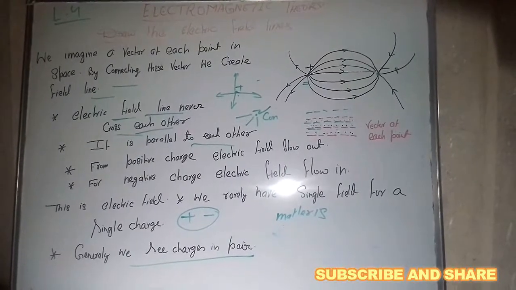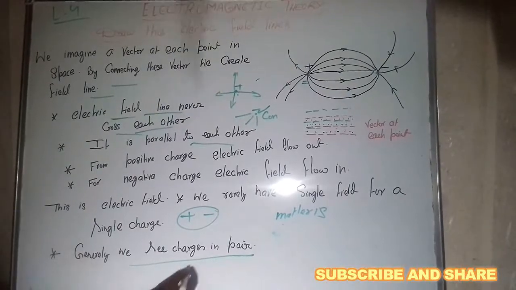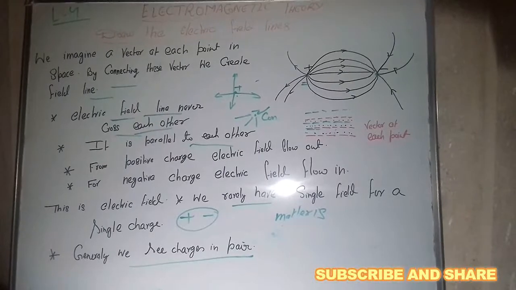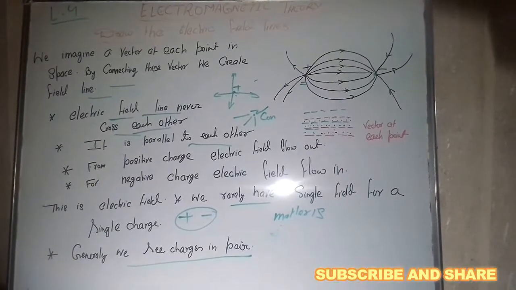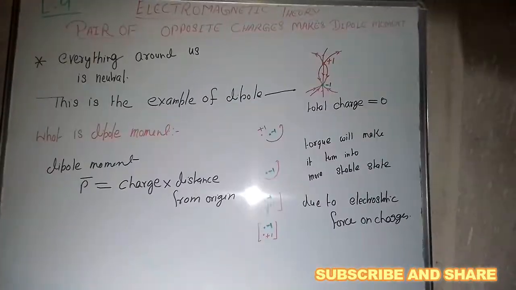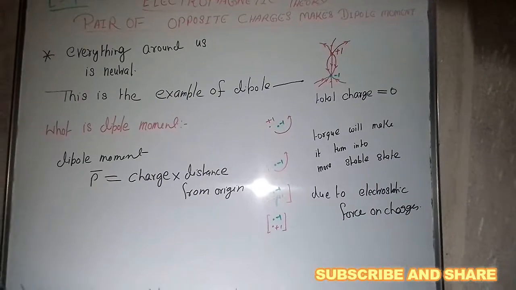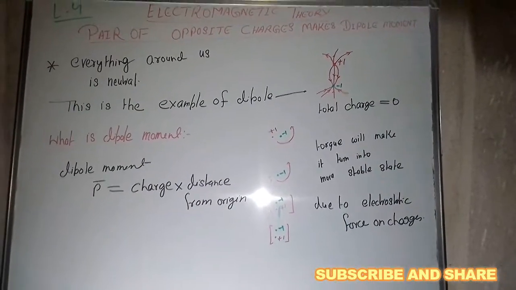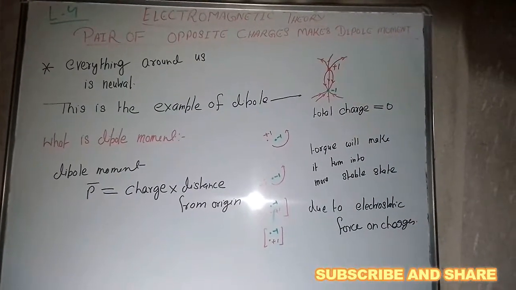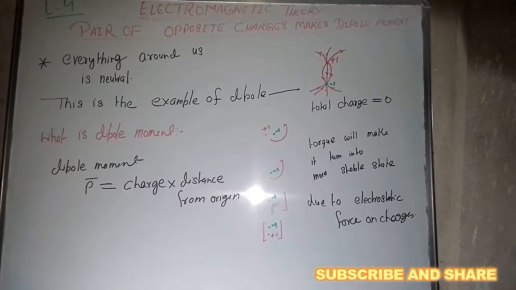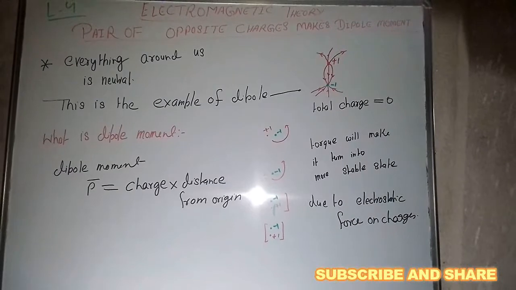So it means we can rarely find a singular charge. We only see charges in pairs, positive charge and negative charge. This is the concept of dipole moment. What do we mean by dipole moment? A pair of opposite charges creates a dipole moment.